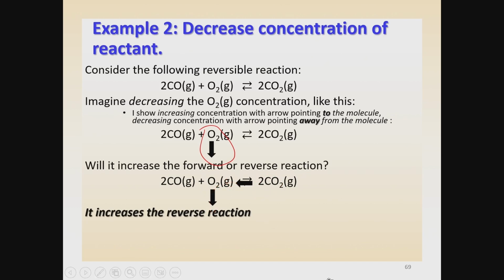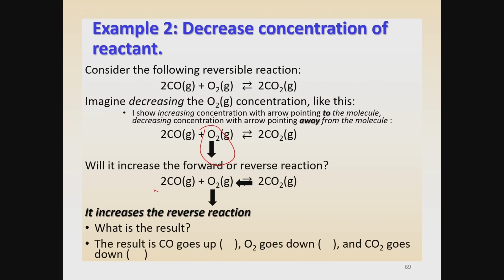We figured out that we're going to increase the reverse reaction, but we have to think about how that's going to affect the concentrations of these molecules. Let's think about what happens to carbon monoxide, which is over here. Well, I think you can clearly see that if you have the reverse reaction increase, you're going to get even more carbon monoxide, and so that will go up. Now, what happens to the oxygen? Well, in this example, we're actually taking it away. That is the stress, and so we would expect the concentration of oxygen to go down.